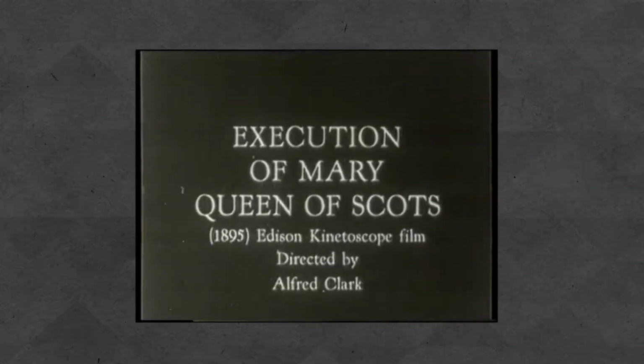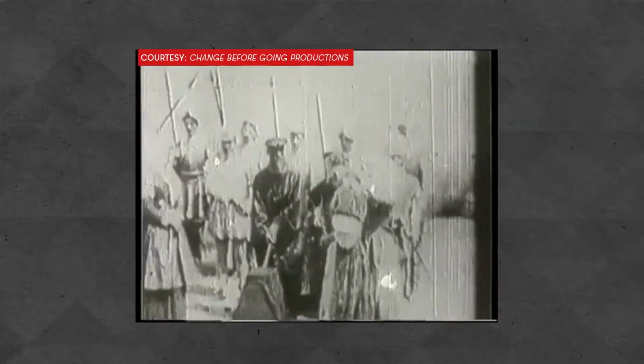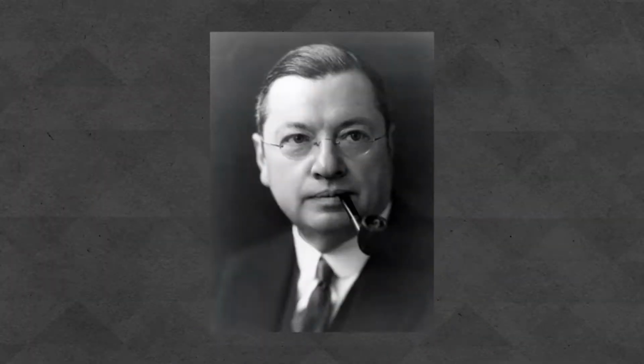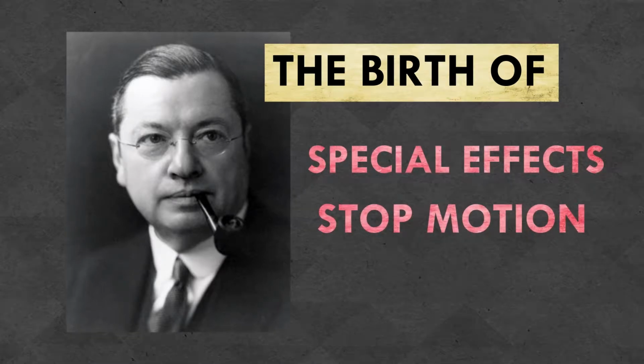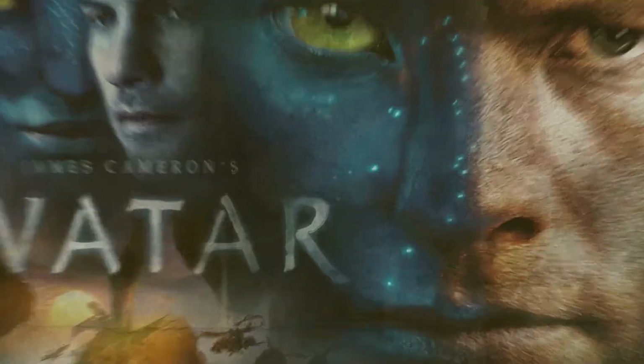But when did visual effects begin? In an 1895 Edison film, Alfred Clark recreated the beheading of Mary, Queen of Scots. Clark's effect may seem minor, but this led to the birth of special effects and stop-motion videos and animation. Since then, visual effects grew in scope and complexity through the decades.